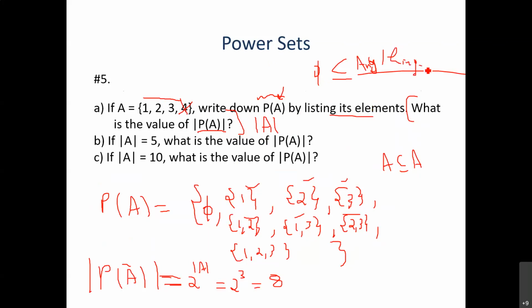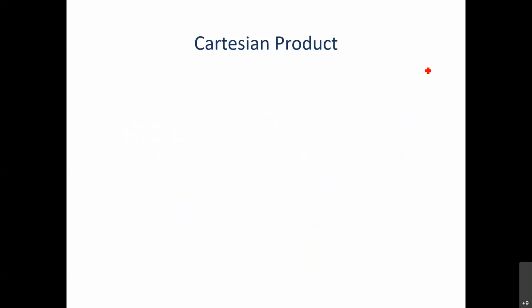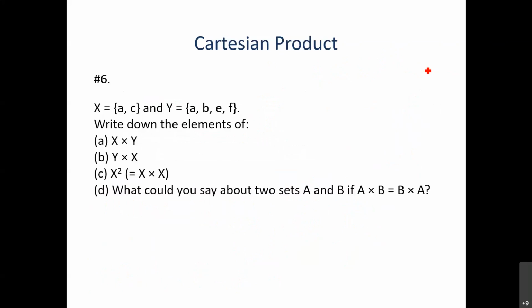Okay, moving on. Cartesian product. So another operator. Let's say we have these sets. X is this, Y is this. Write down the elements of X cross Y. So we don't read this like X times Y, it's X cross Y. That's the Cartesian product. Y cross X. X squared is simply X cross X.